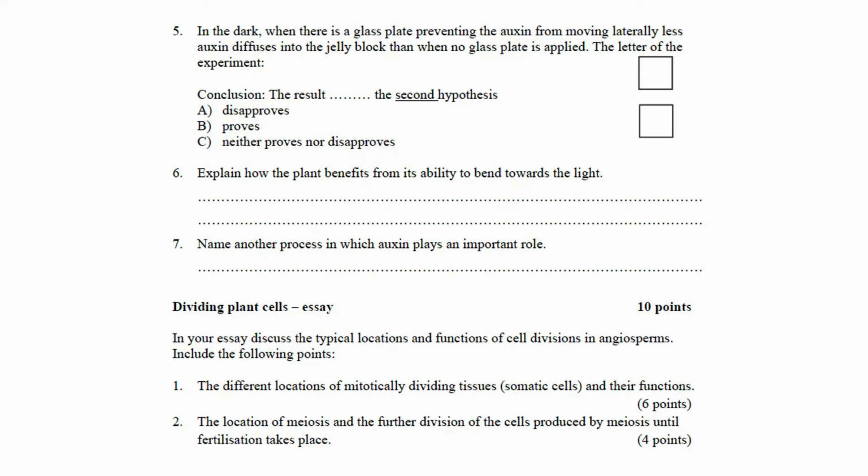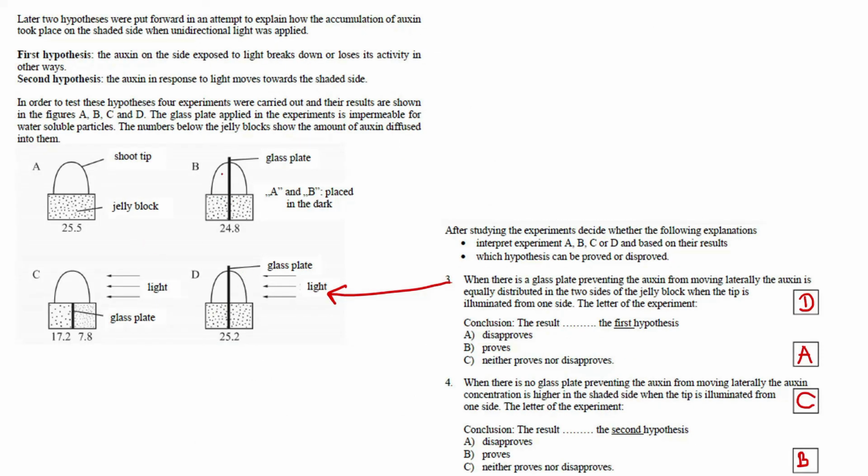In the dark, when there is a glass plate preventing the auxin from moving laterally, less auxin diffuses into the jelly block than when no glass plate is applied. The letter of the experiment: so in the dark there is a glass plate. This is going to be the good answer, then B. And let's see what is happening. So, okay.